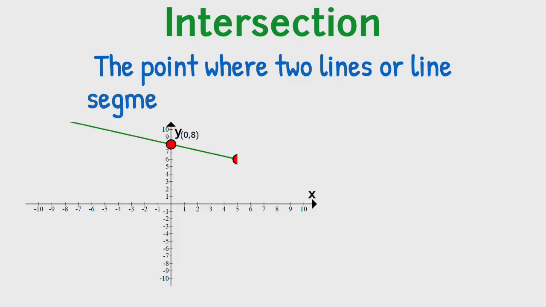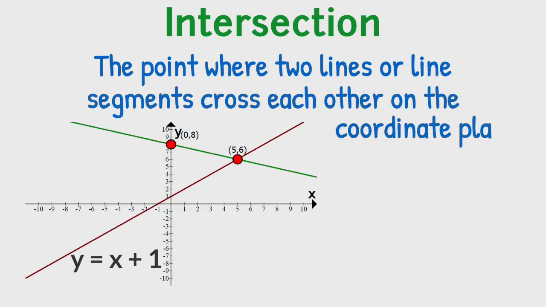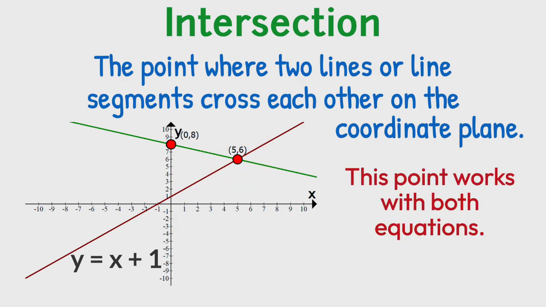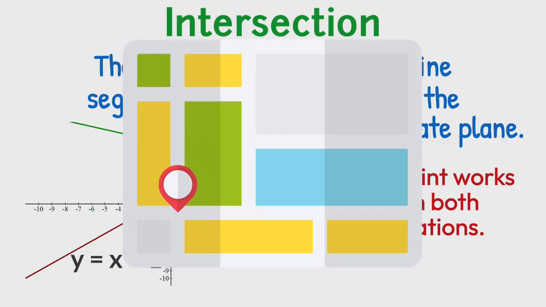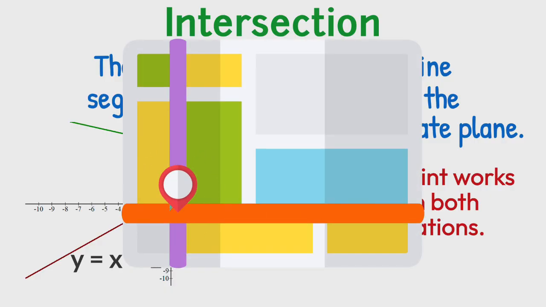Intersection. The point where two lines or line segments cross each other on the coordinate plane. The coordinates of the intersection point satisfy the equations of both lines at the same time. Think of an intersection like the crossing point of two streets on a city map. It is the one location that belongs to both streets at once.